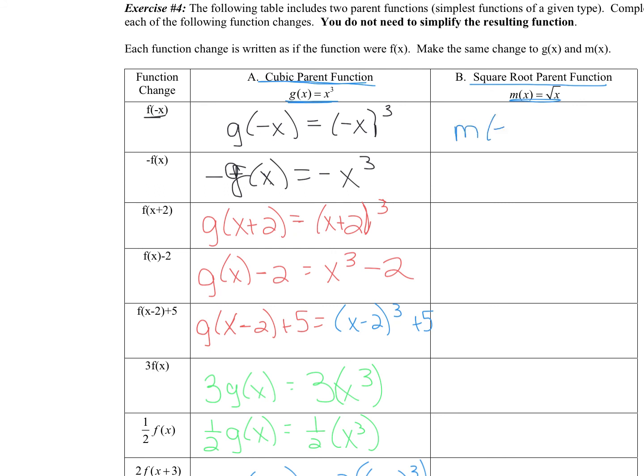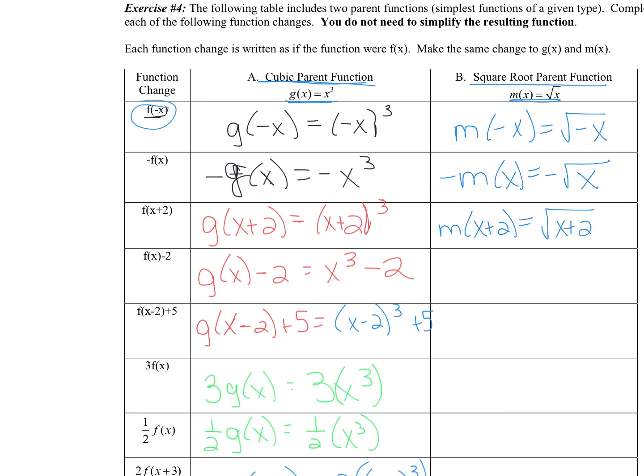So this is m of negative x based on this function change. So that's the square root of negative x. This is negative m of x, which means I put the negative sign on the outside. This is m of x plus 2, which means the x plus 2 needs to get plugged right into where the square root is. This is m of x, and then minus 2 is going to get tacked on the end.